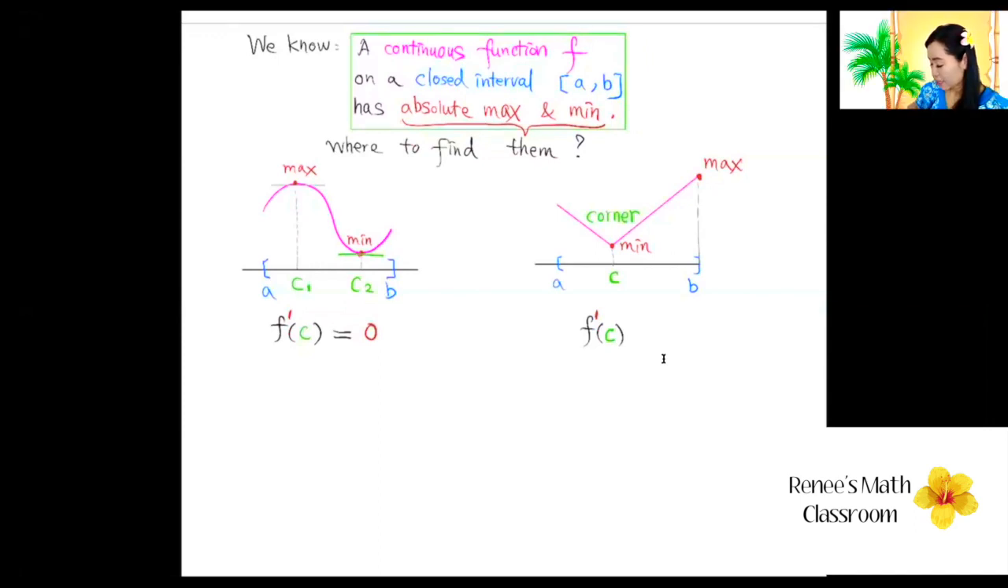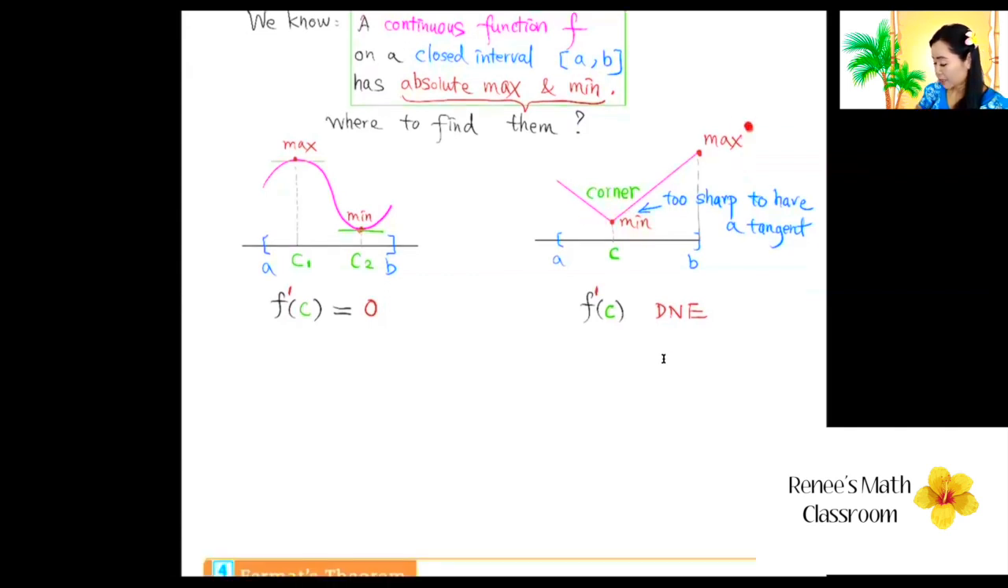Yes, you got it. As you recall from early in the semester, when you have a corner, it is too sharp to have a tangent, okay? And the derivative will not exist at this point. The left derivative and the right derivative don't agree, right? So the derivative does not exist over here. But the function value is the absolute minimum, okay?